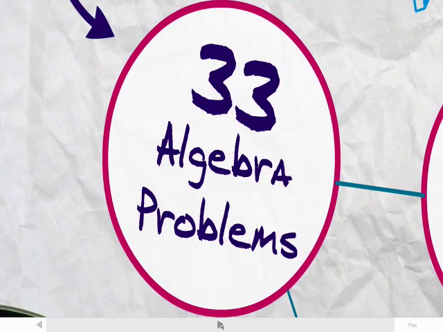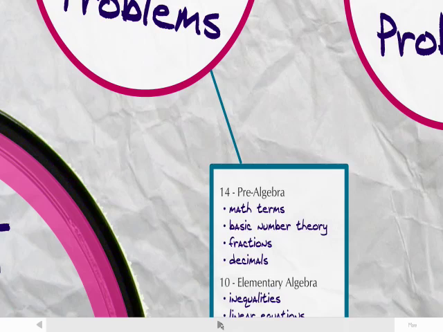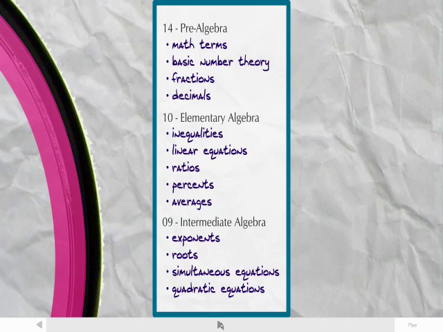There are 33 algebra problems on average. This includes 14 pre-algebra problems. Those are for math terms, basic number theory, fractions, and decimals. There are 10 elementary algebra questions: inequalities, linear equations, ratios, percents, and averages, and 9 intermediate algebra questions dealing with exponents, roots, simultaneous equations, and quadratic equations.